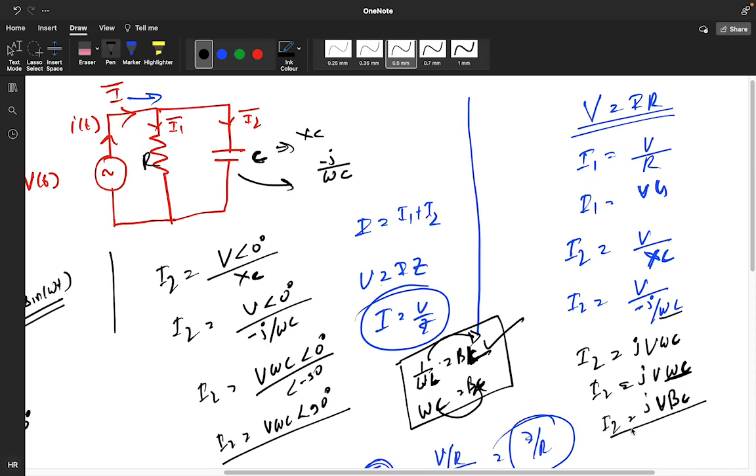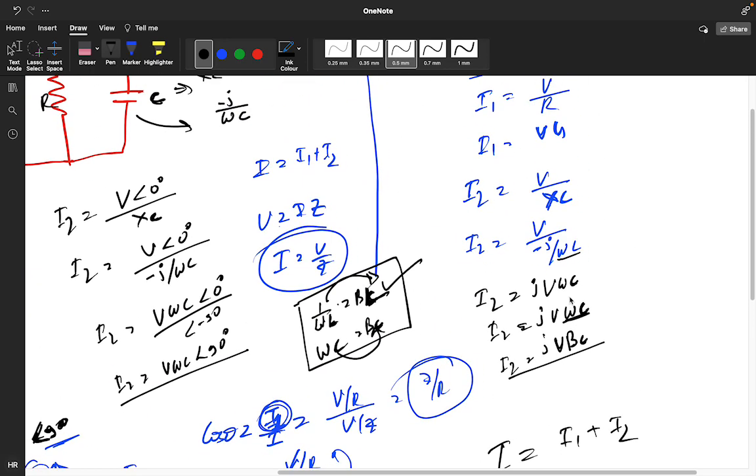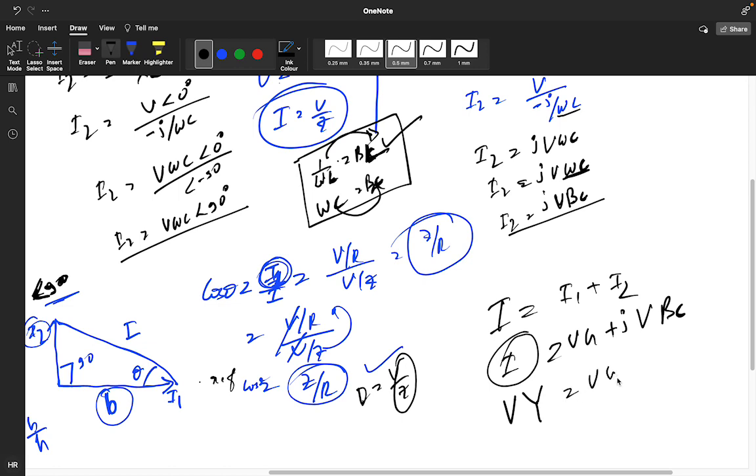So we are making your I equation: I is equal to I1 plus I2. I1 we got V into G, plus J times I2, which we got V into BC. And this I means V into Y, because I is equal to V by Z, and 1 by Z can be written as admittance. So VG plus JVBC, so V will cancel out. So Y you will get G plus JBC.